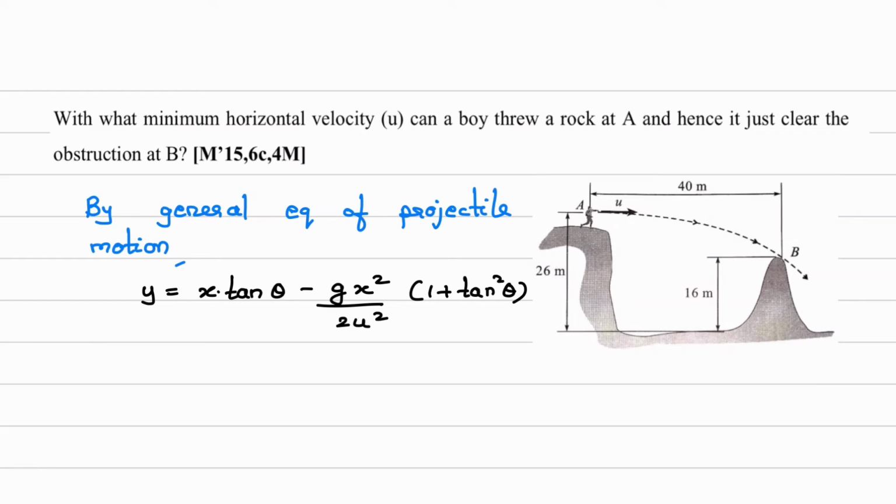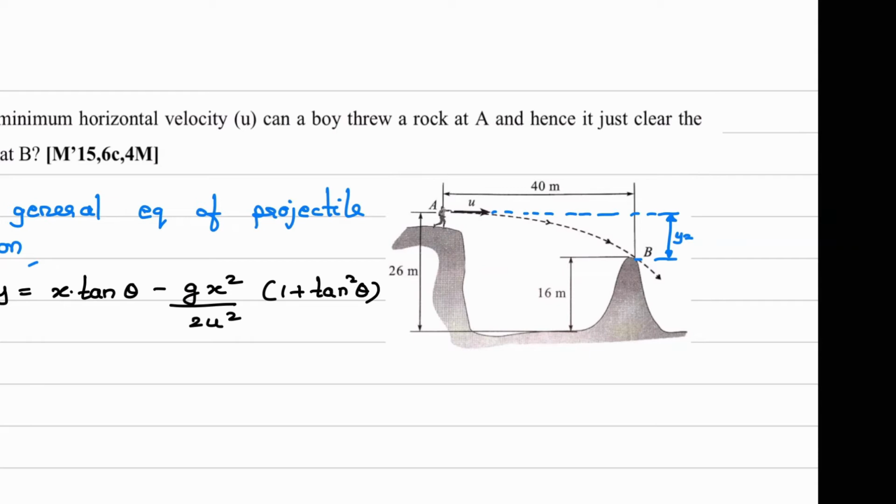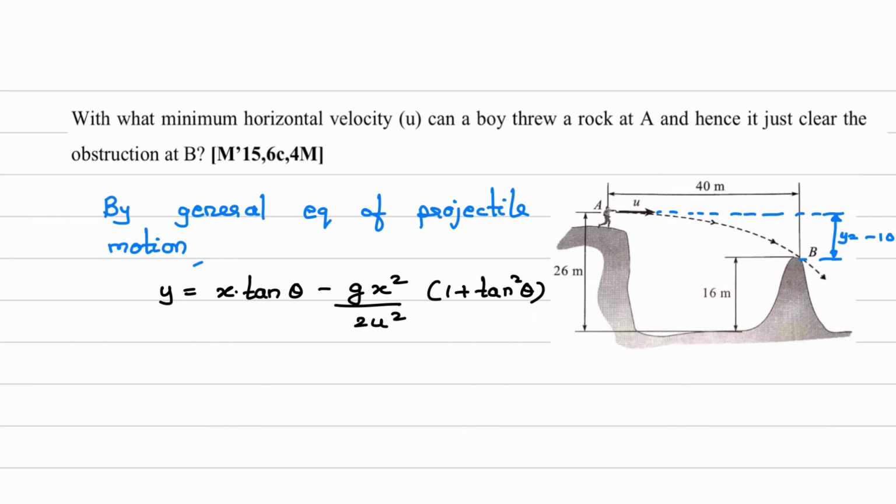Now we have to substitute the values, so understand this properly. What is the y distance over here? y is the vertical distance from the point of projection to the point of target. Now it is in the downward direction, so it will be a negative distance. So I'll mark it in the diagram itself. Suppose this is the distance, so this y will be minus 10 meter. So we can substitute this y value now.